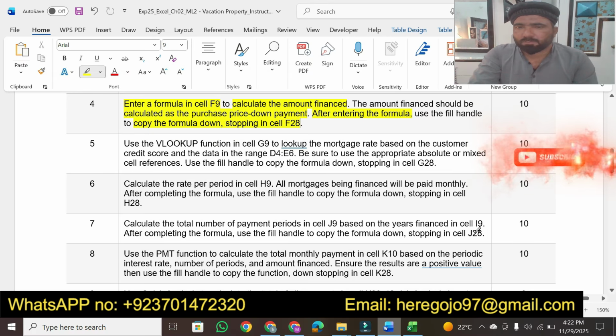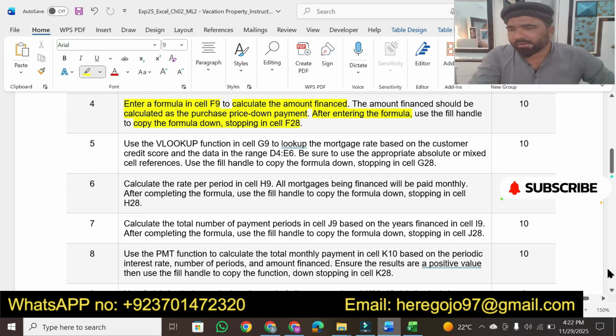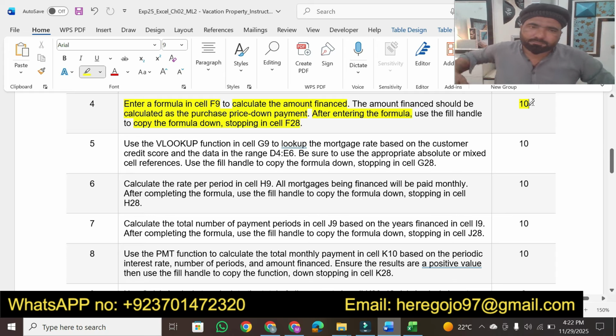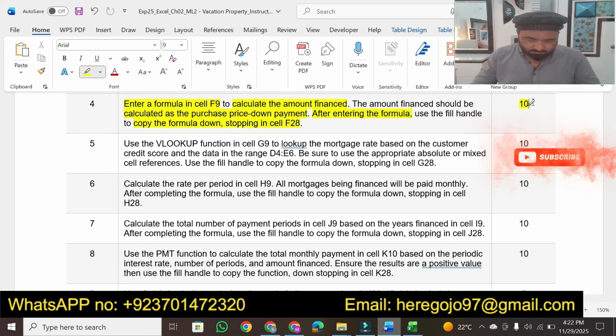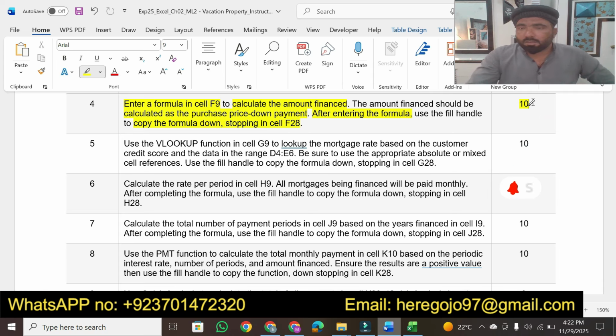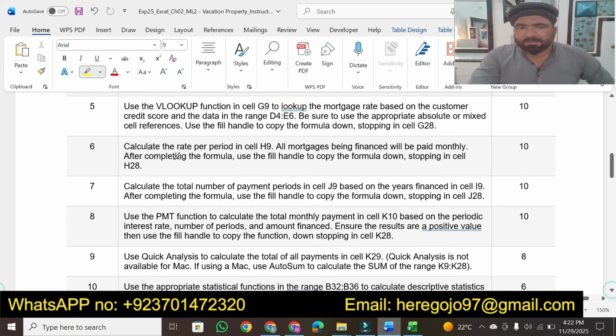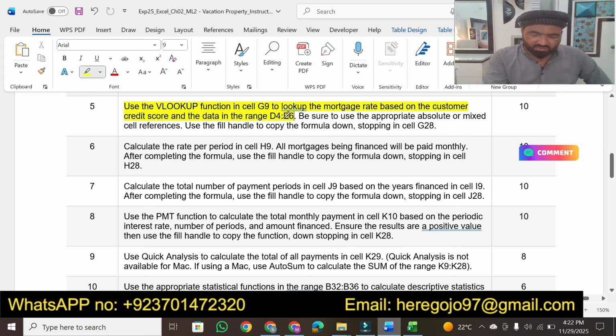Now we are moving toward question number 5. After calculating, we use the fill handle to copy down, stopping in cell F28. Okay, this question is also 10 marks and we have done that one. Now we are moving toward question number 5. Use a VLOOKUP function in cell G9 to look up the mortgage rate based on customer credit score and data in the range D4 to D9.